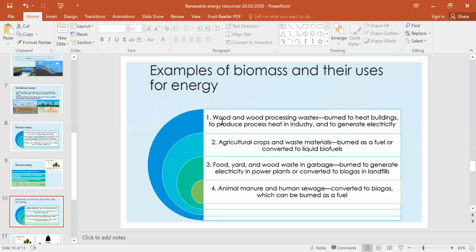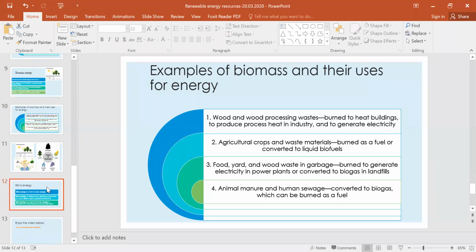And we have here some examples of biomass and how they are used. So wood and the processing wastes of wood are burned to generate electricity, as are agricultural crops, yard waste, animal manure, and human sewage. All these are used to produce that clean energy or renewable energy, okay?